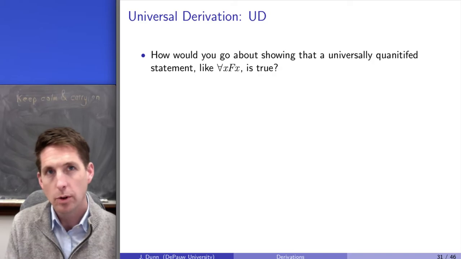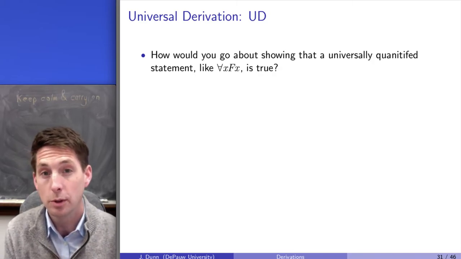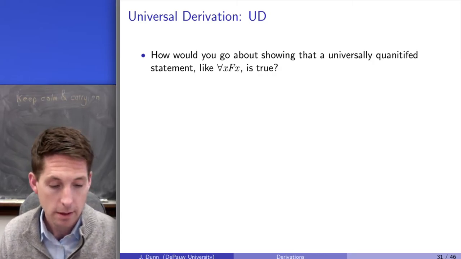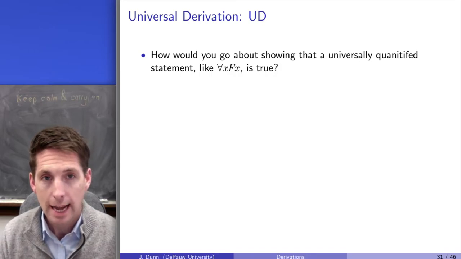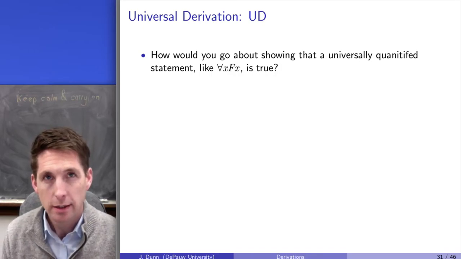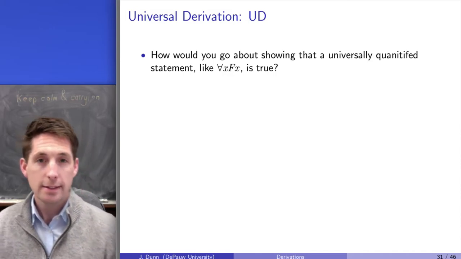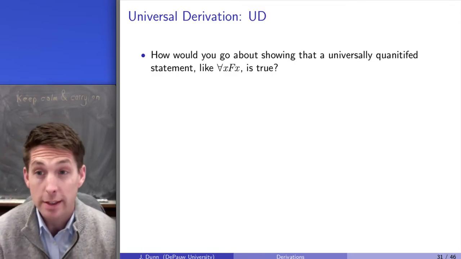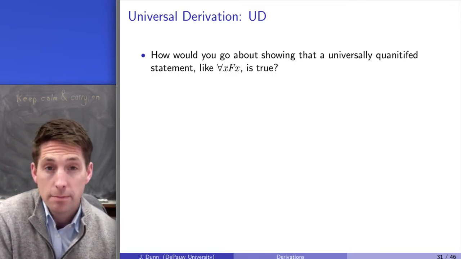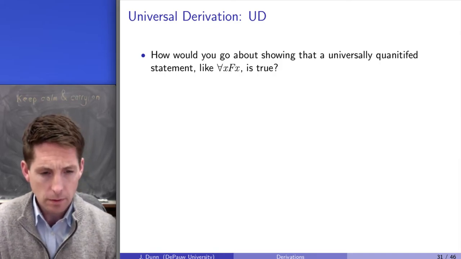Let's think a little more philosophically, if you will, before we get into the nuts and bolts of how this works, how you might go about showing that a universally quantified statement, like the one up there on the slides, is true. That is, suppose you want to show that everything is F. How do you show that everything is F? Here's a few ideas.